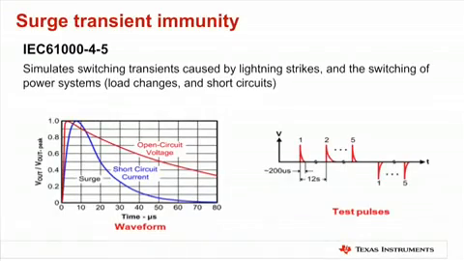This test simulates switching transients caused by everyday lightning strikes or the switching of power systems, including load changes and short circuits. Characteristics for this test are the high current due to low generator output impedance and the long pulse duration, approximately 1,000 times longer than for ESD and burst tests, indicating a very high energy pulse.